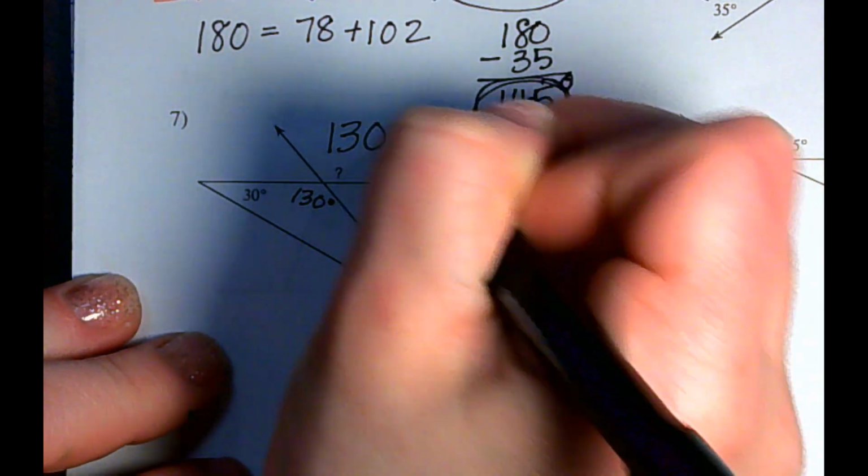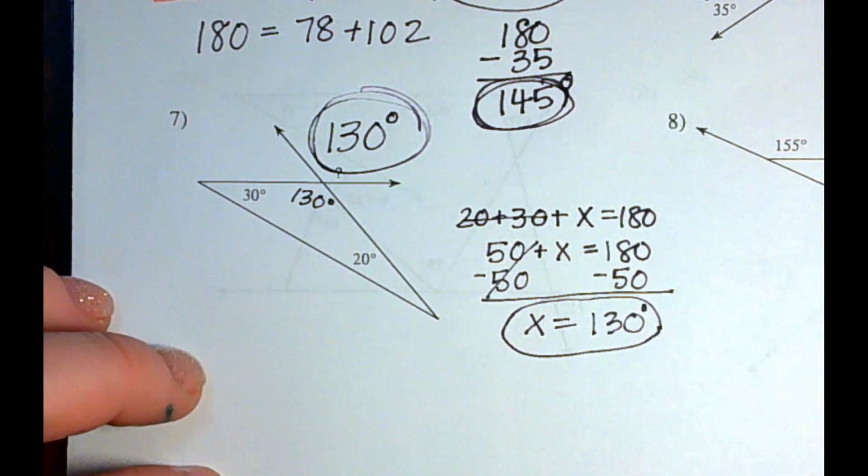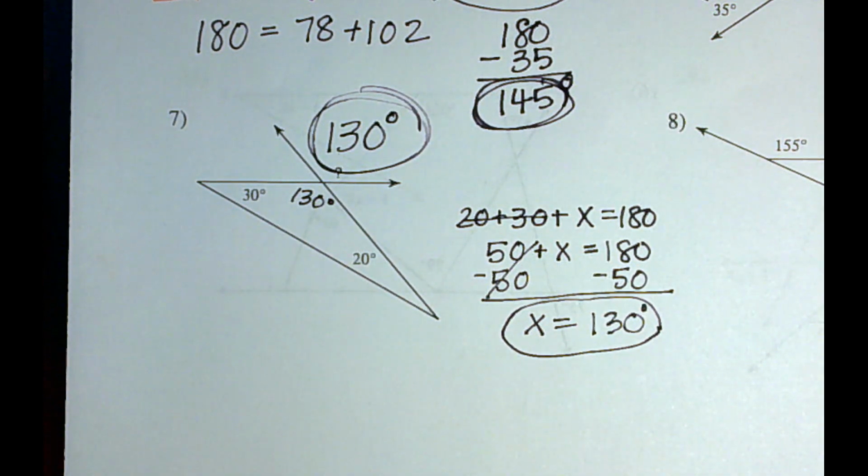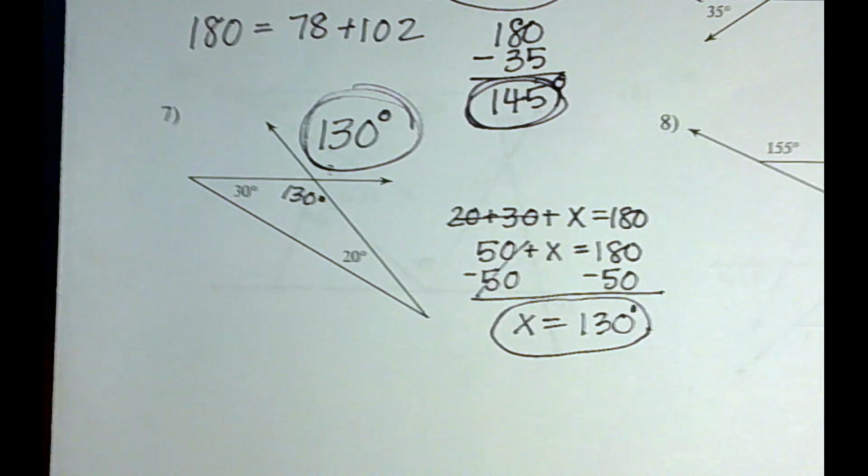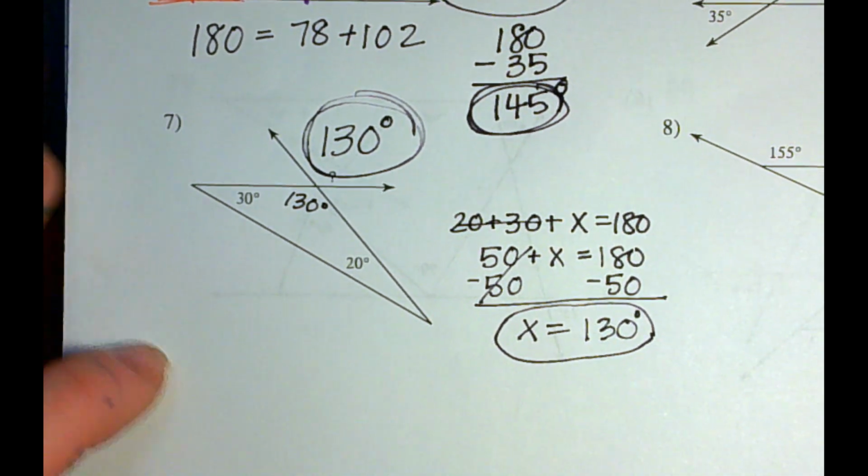Why do you know that they're the same? They're vertical. Because they're vertical. They're right across from each other, so they're the same. Good. That one was a lot less stressful.